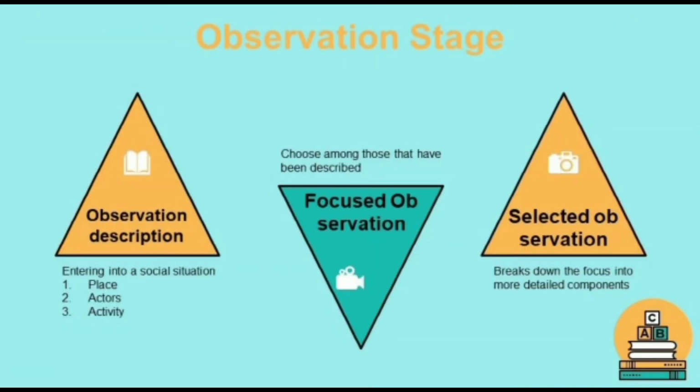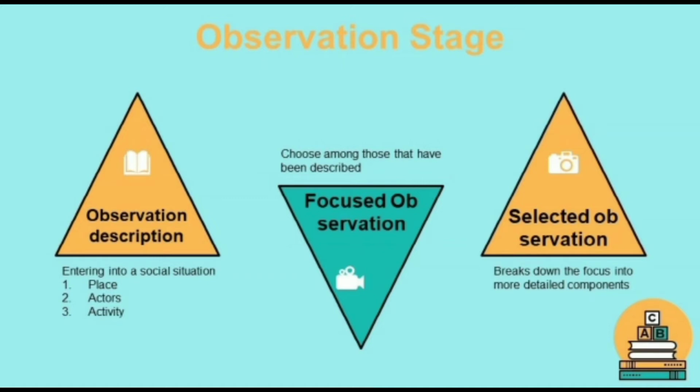Now the last from my presentation, I will explain about observation stage. There are 3 observation stage. Are observation description, focus observation, and selected observation. Observation description, the meaning is the researchers read a social situation like place, actors, and activity. And focused observation, the meaning is choose among those that have been described. And the last selected observation is break down the focus into more detailed component.